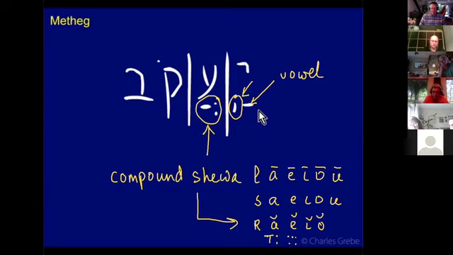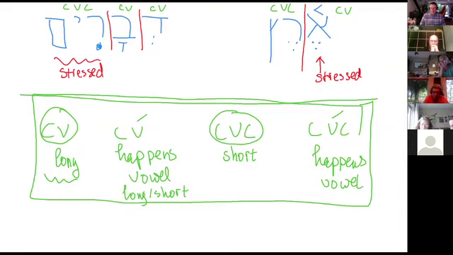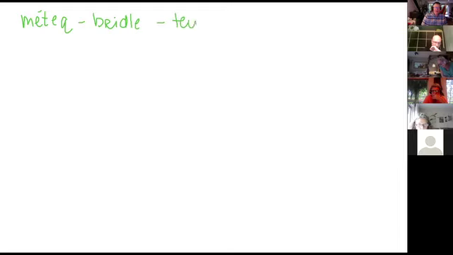But to remember this, let's go. Oh my gosh, whiteboard. Oh, annotate. New share, whiteboard, share. Yeah, there we are. We have the metech. It means bridle, or in Dutch, the teugel. And what does it do? It makes you pause.